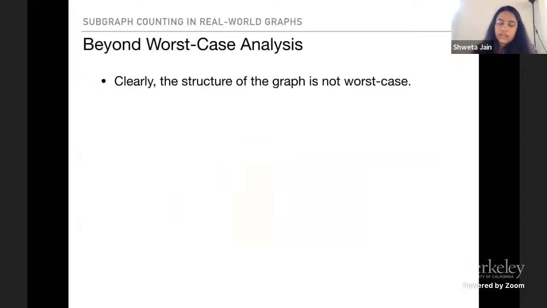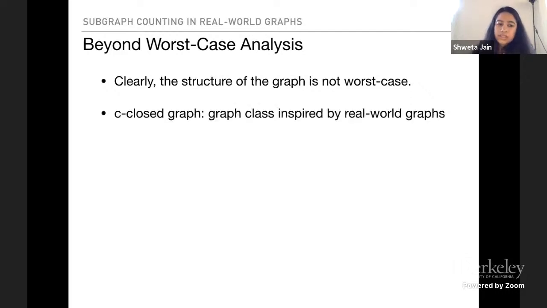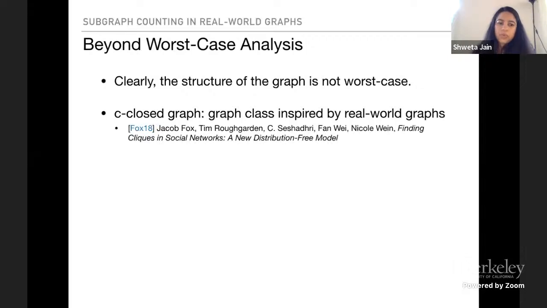So clearly, the structure of the graph is helping the algorithm perform well. It is not worst case. From the point of view of beyond worst case analysis, this raises an important question, which is what structure is leading to this behavior? To address this, a graph class called c-closed graphs was recently proposed, in 2018 by Jacob Fox, Tim Roughgarden, C. Seshadhri, Fan Wei, and Nicole Wein.